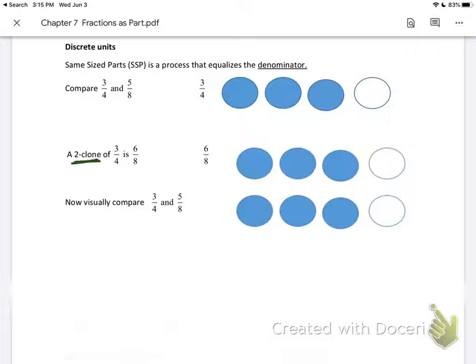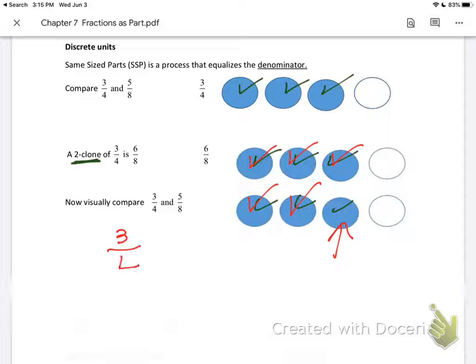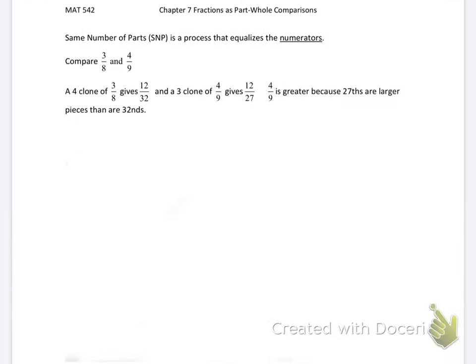So I have 3/4, 1, 2, 3, and then that's the same as 6/8, okay? So now compare that to 5/8. So 1, 2, 3, 4, 5. The 6/8 has one more, so I now know that 3/4 is greater than 5/8. Okay, go on to the next one.